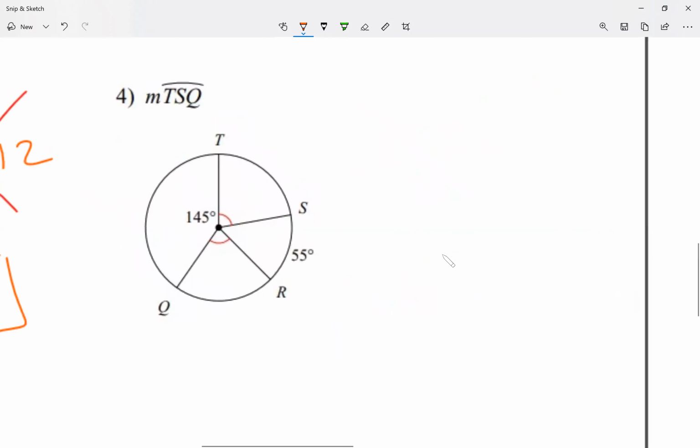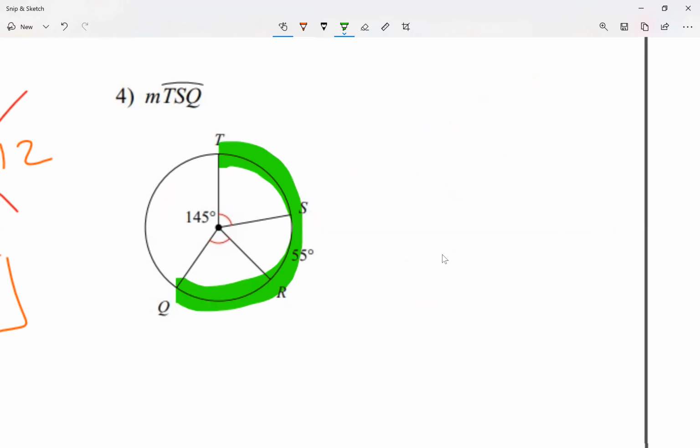Let's move on. Let's see. I'm asking for the measurement of the arc TSQ. So from T, go through S all the way to Q. Okay, that looks more than half of a circle, so I'm expecting something more than 180.